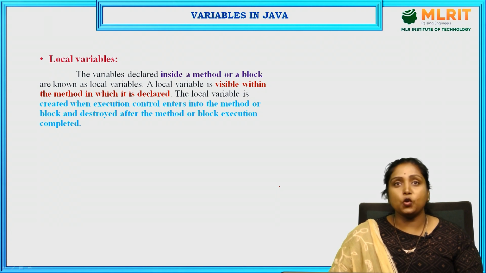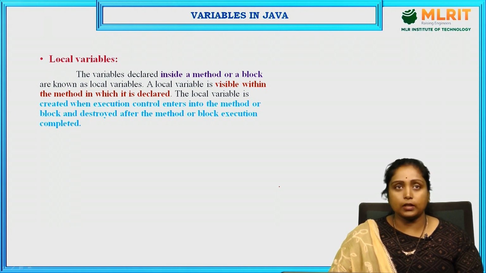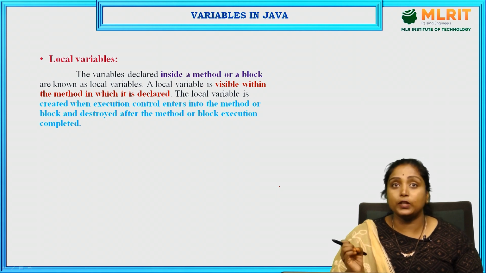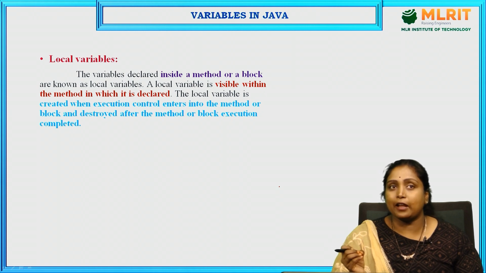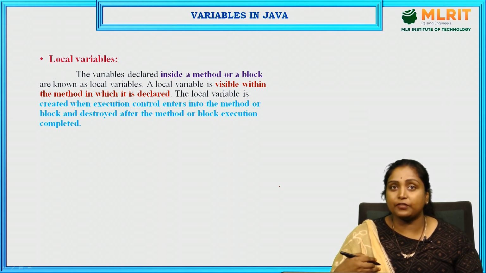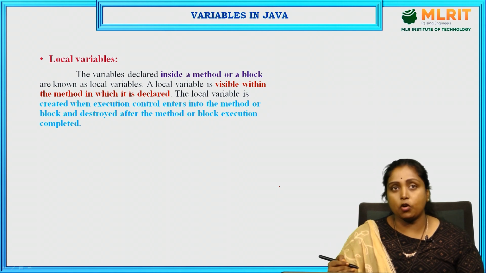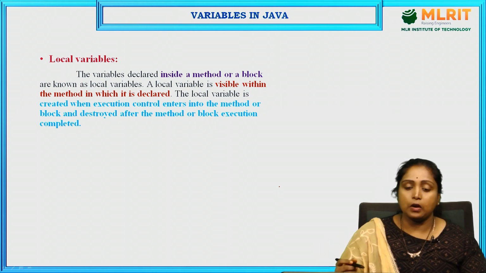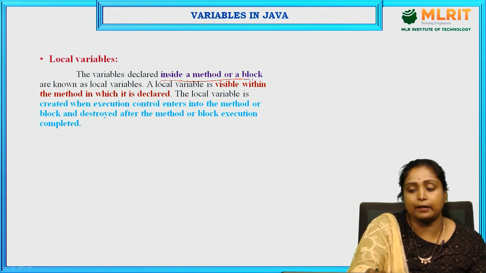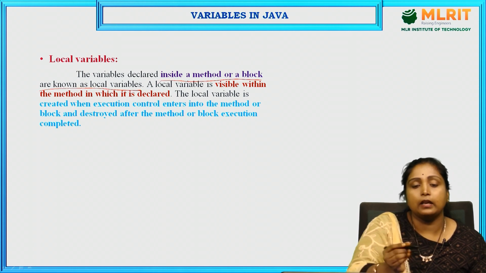One is local variable. What are the local variables? Local variables are the variables you declare in a particular method or a block; those types of variables are known as local variables. Okay, and the scope of these variables will be within that method only. Its lifetime is in between the particular blocks or particular method. So what are local variables? The local variables declared inside a method or a block are known as local variables.